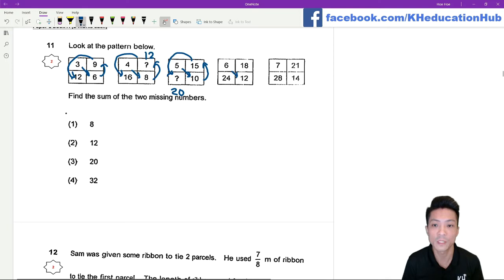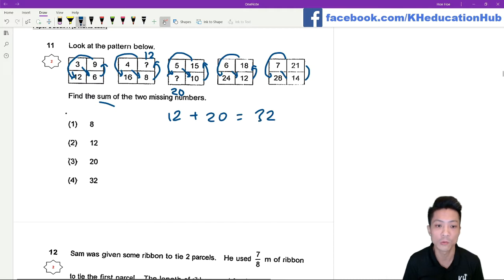Let's just confirm: 6, 12, 18, and 24. Okay, 7, 14, 21, 28. So they want you to find the sum of the two missing numbers, which is 12 plus 20. It's going to be 32. Answer is number 4.